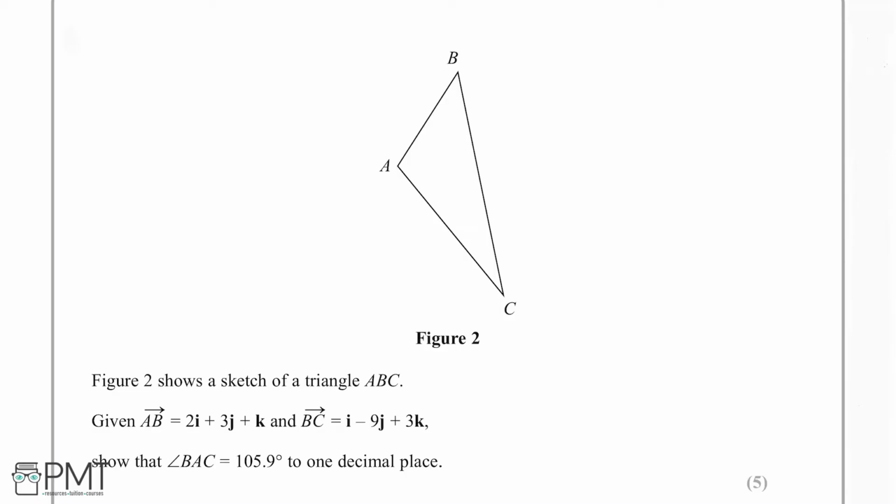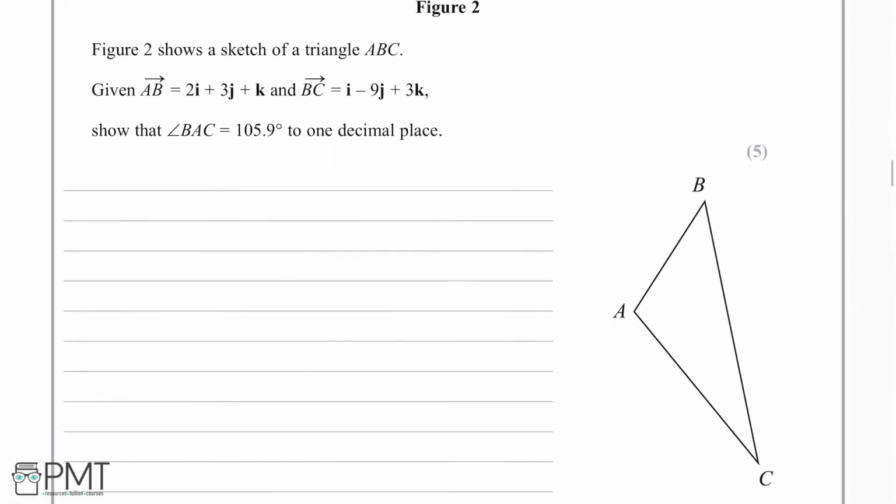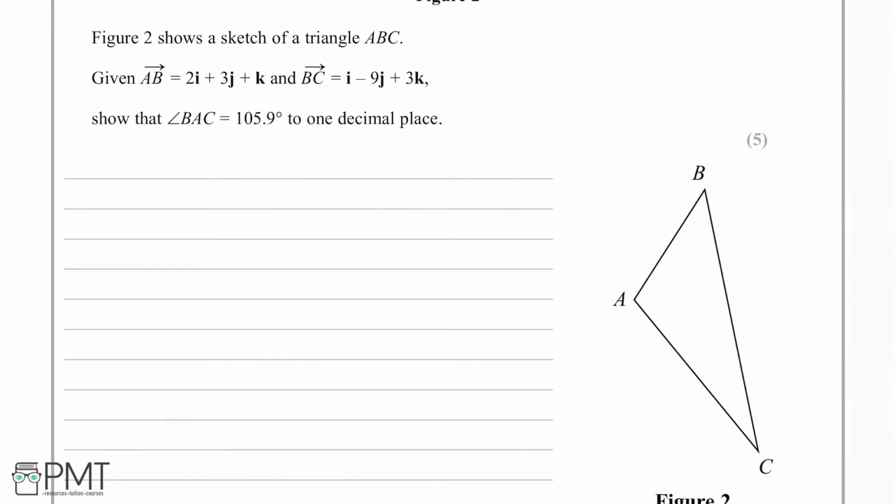So to begin this question, I'm going to copy out the diagram down here, and then we're going to annotate it with the information we know. So we're given that AB is 2i plus 3j plus k. So we're going to annotate this on our diagram. So we know that A to B is going to be this side here. So let us write our vector in there. So we have 2, 3 and 1. And we know that that is AB. And that will be going in this direction here.